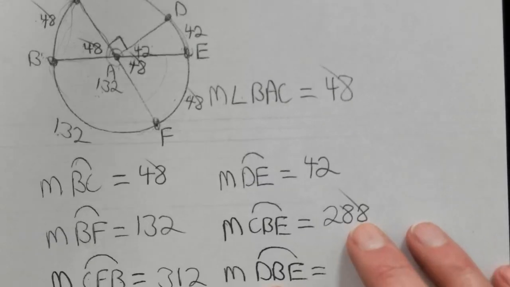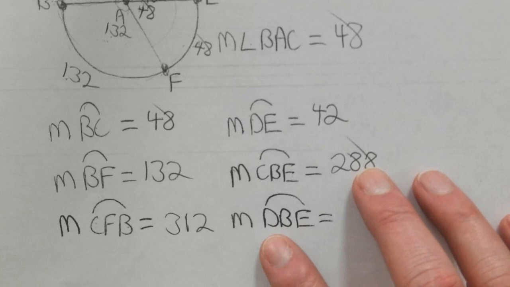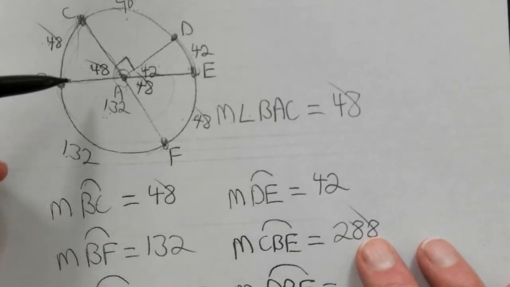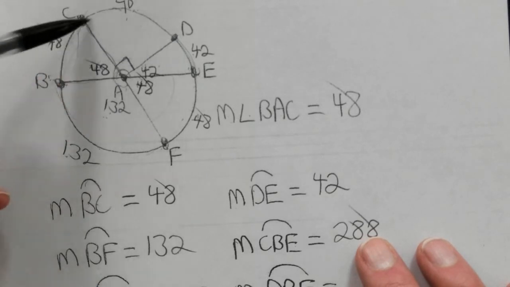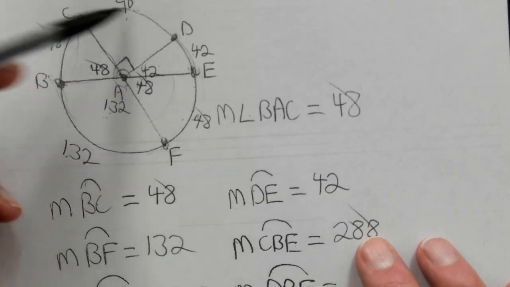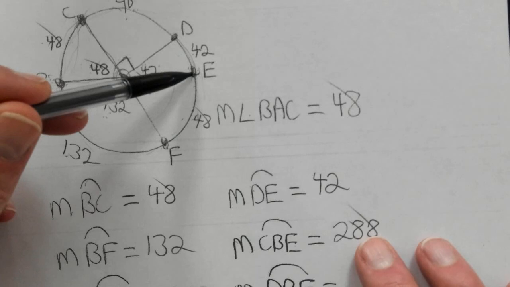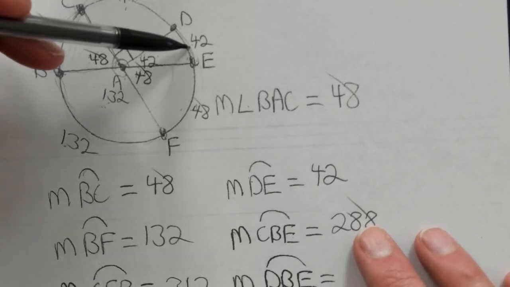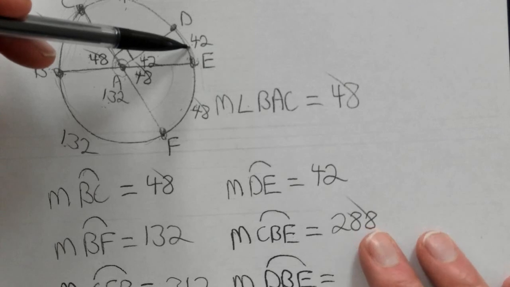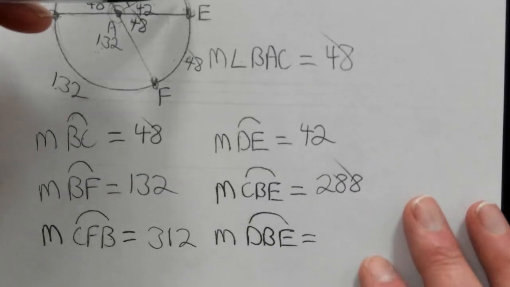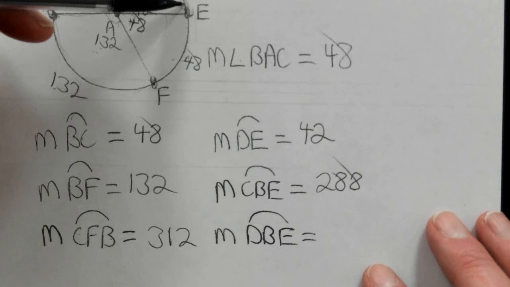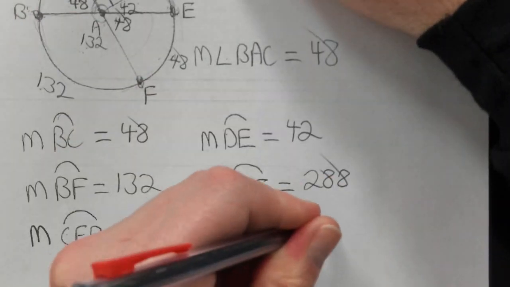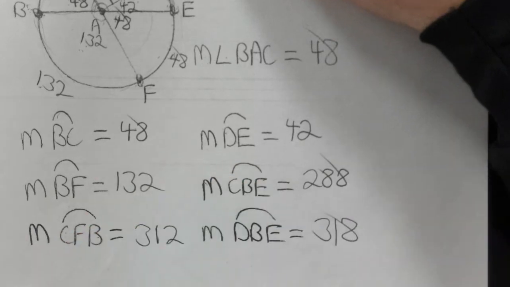Okay, what about the last one that we have here? It's DBE. So DBE is all the way around this way, the long way around from D to E. We can utilize the same method as we did for the last one. All the way around is 360. This arc is 42. 360 minus 42 is 318, and then that is your answer.